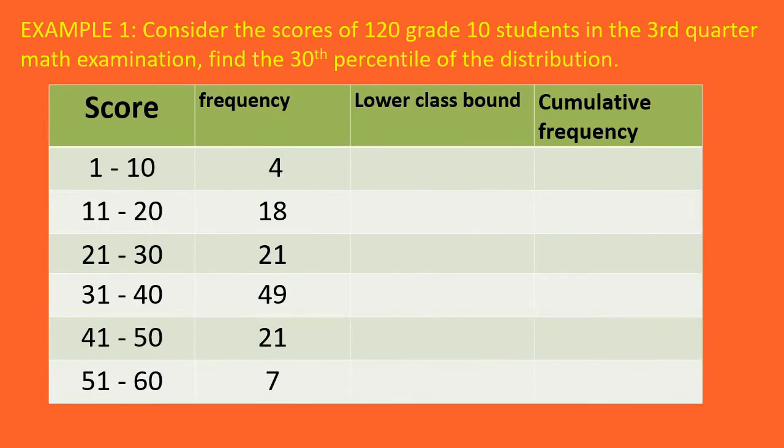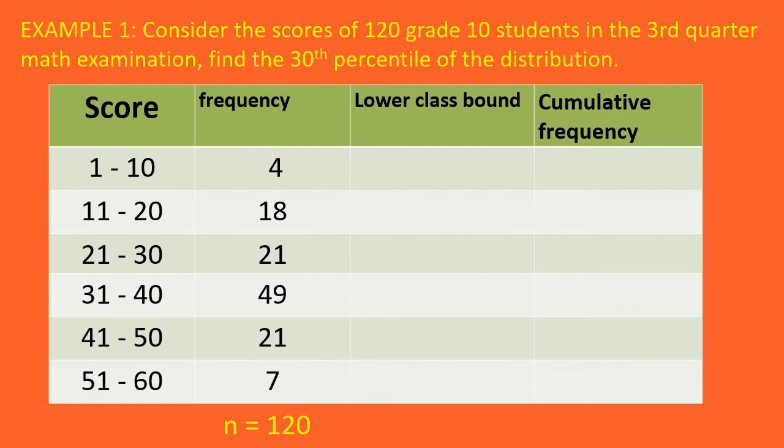First, you are going to create a 4-column table. In our given problem, the first and second columns are already given. So we're just going to complete the third and the fourth columns. But the question is, how are we going to complete the third and fourth columns? Before that, let us first find the total number of class observations. So under the second column, add up all the given frequencies in each class.